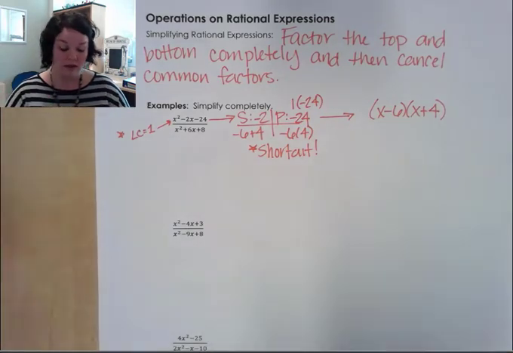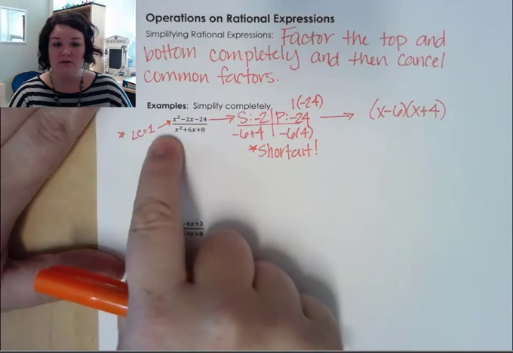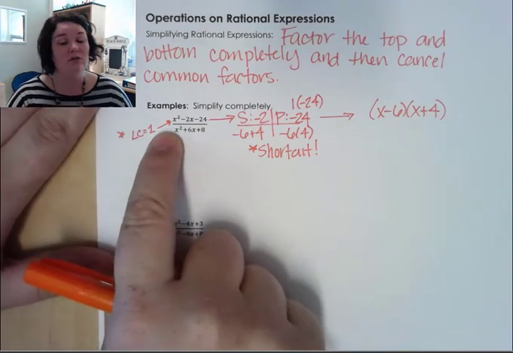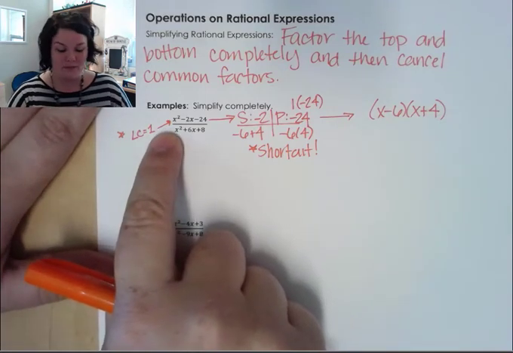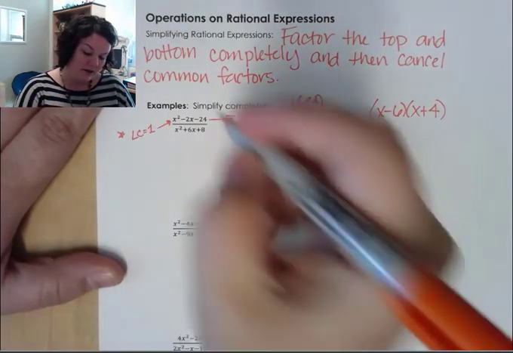Now this is only for when our leading coefficient is a 1. Okay, you can't use a shortcut if you had like a 2 in front of this x squared or a 3 in front of it or a negative. Okay. All right, so we've got the top fully factored. Now we want to fully factor the bottom.